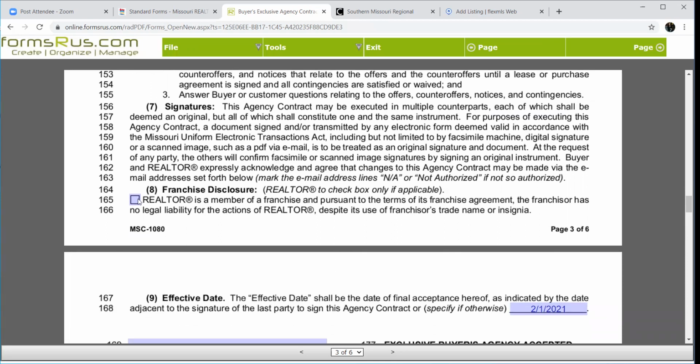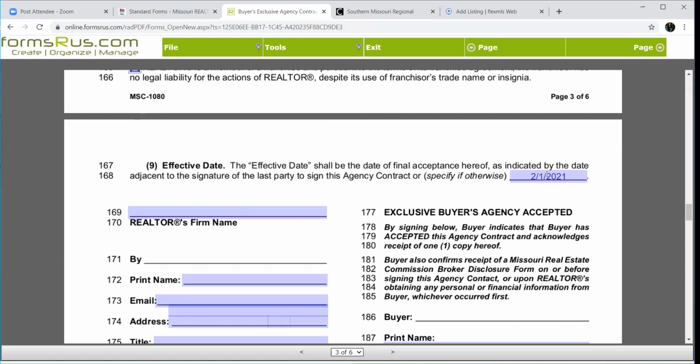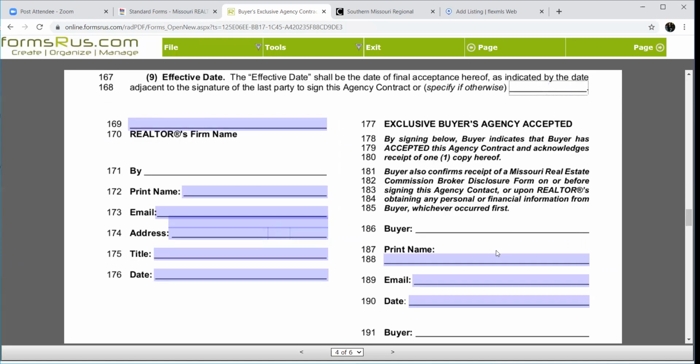Franchise disclosure, we are a franchise, so you're going to check this box. So if the buyer gets mad at you, they can only sue this office. They cannot sue the entire franchise. Effective date, as I said, most often this is going to be blank because you're going to have your buyer's signature, and as soon as the date that they sign it becomes your effective date.